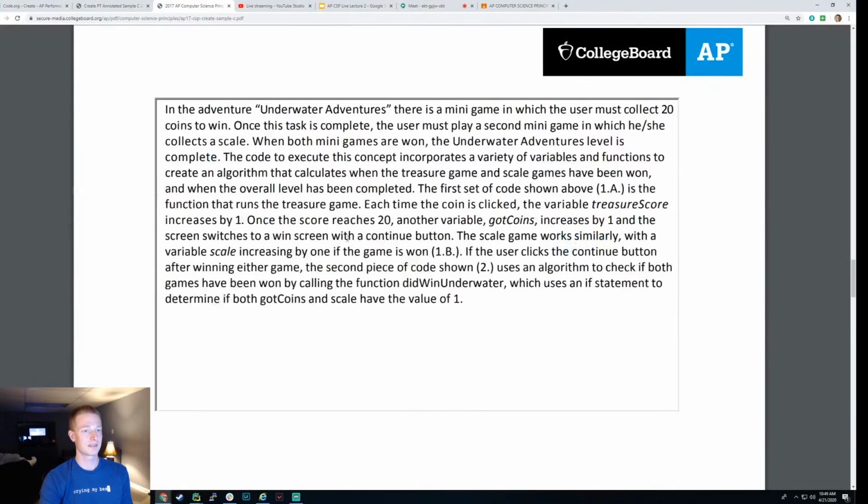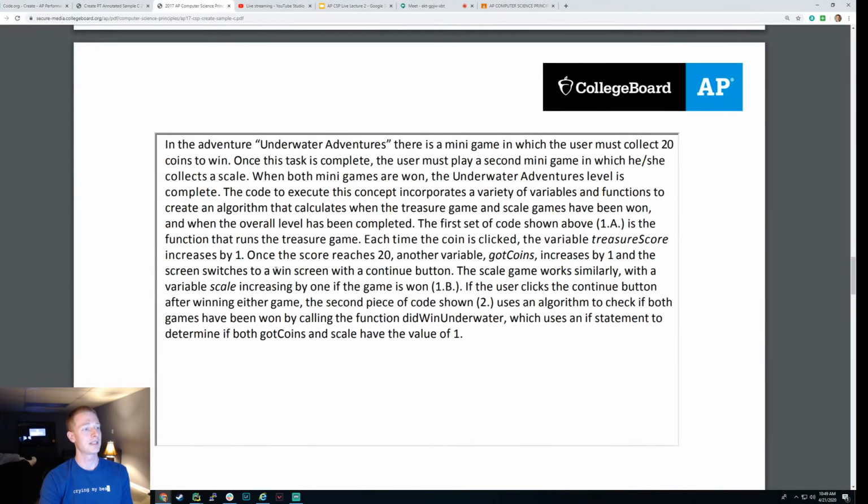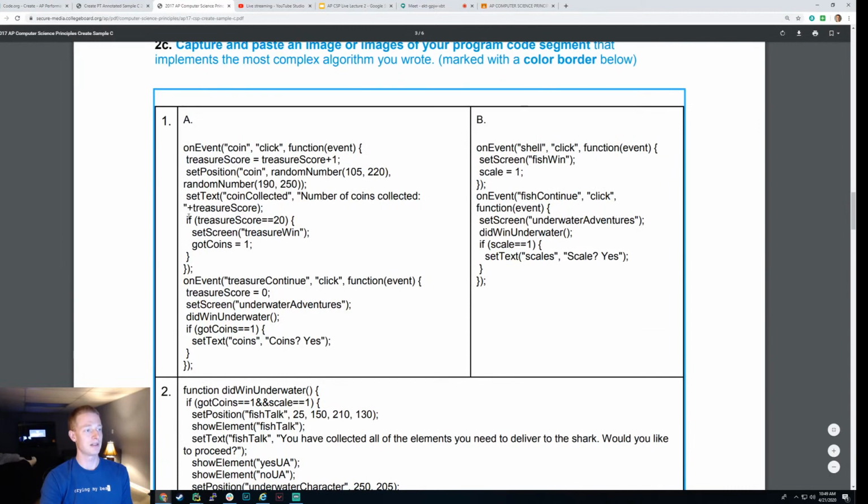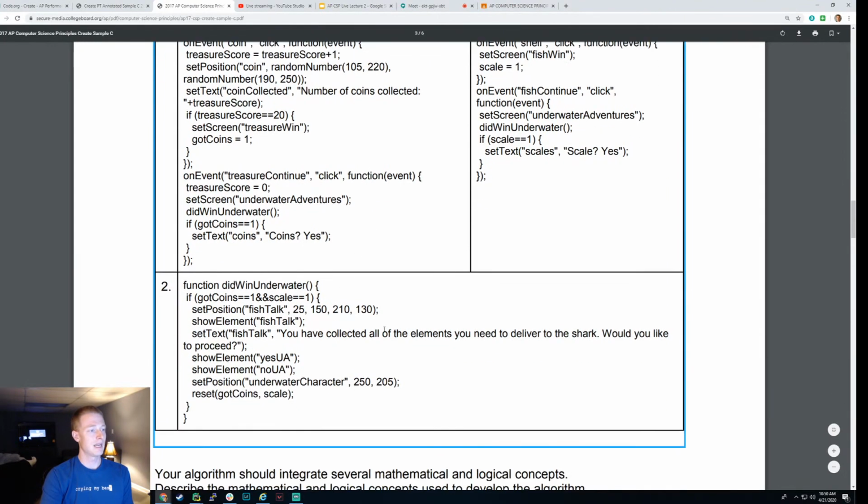All right. So once that happens, it says, let's go back, it switches to a win screen with a continue button, and then the scale game works pretty similarly. If the user clicks the continue button after winning either game, the second piece of code is shown, that's 2, and that uses an algorithm to check if both games have been won. So we've got one game happening right here, and then we've got another game happening right here, and then this one checks for both games being completed, I guess.